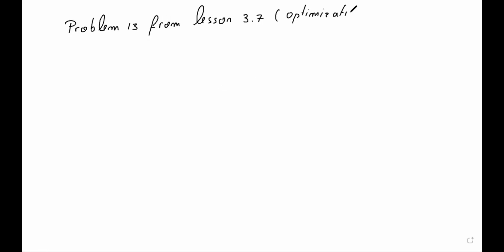All right, folks. So today we're gonna continue and we're gonna do a lesson. So we're gonna do problem 13 from lesson 3.7. This is on optimization problems.